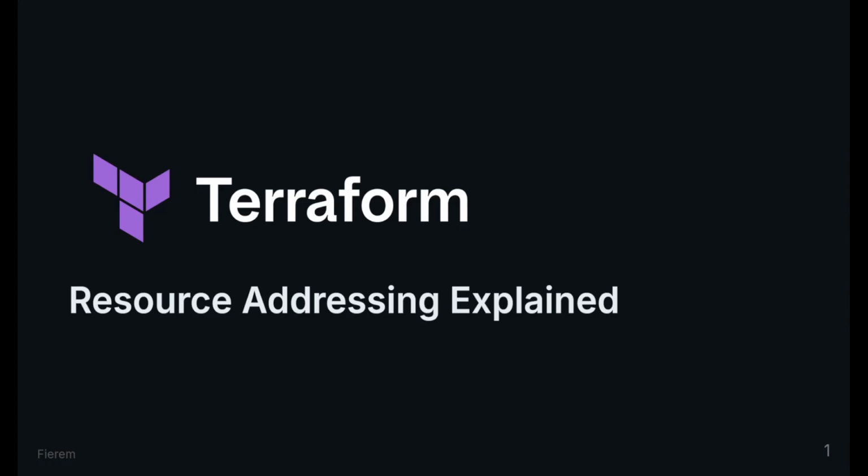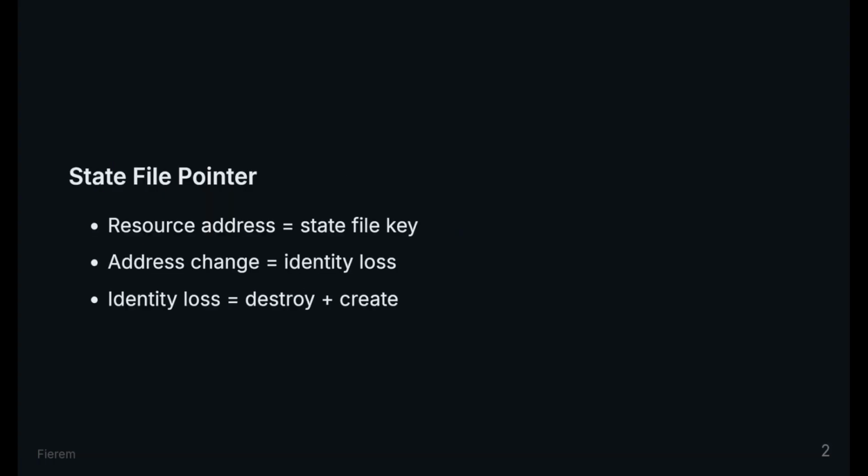Resource addressing explained. A Terraform resource address is the exact key Terraform uses to locate an object in the state file. If the address changes, Terraform no longer associates configuration with the existing state object. Loss of association results in plan, destroy, and create actions because identity is bound to the address.